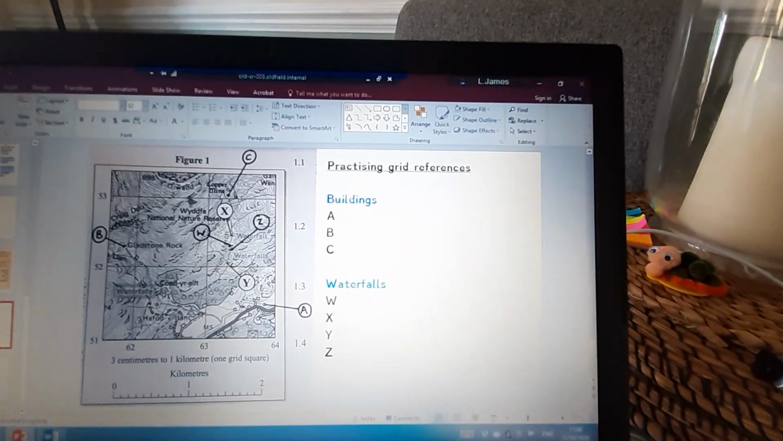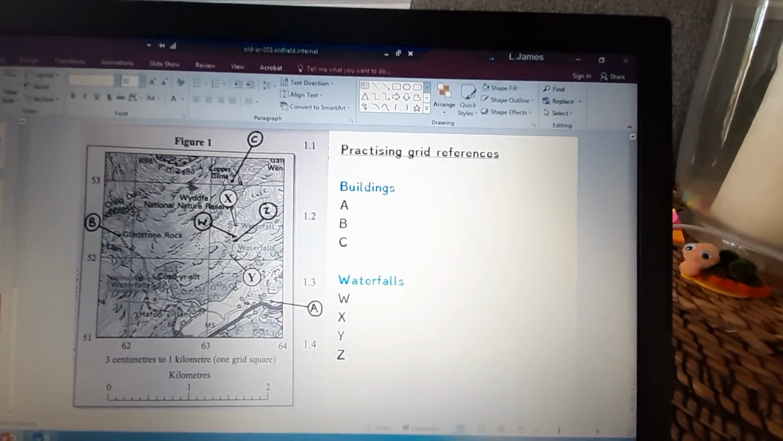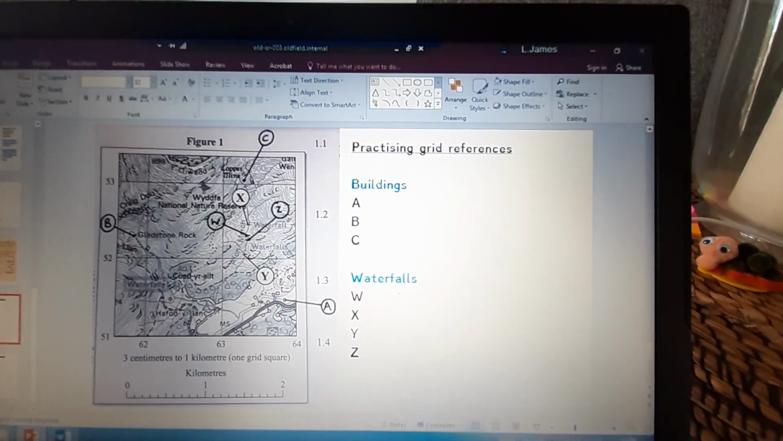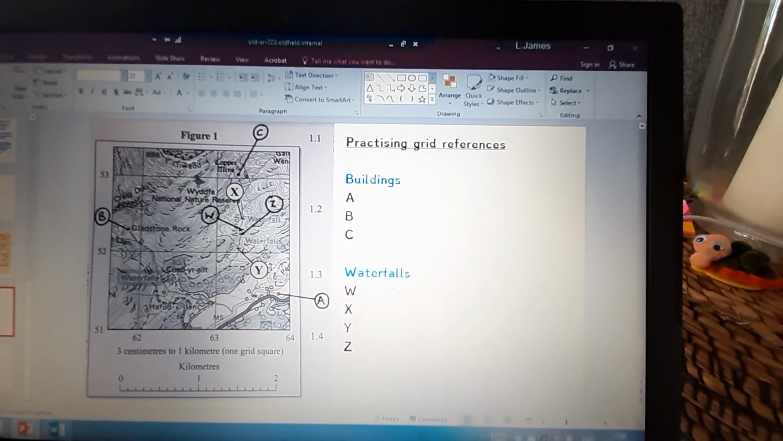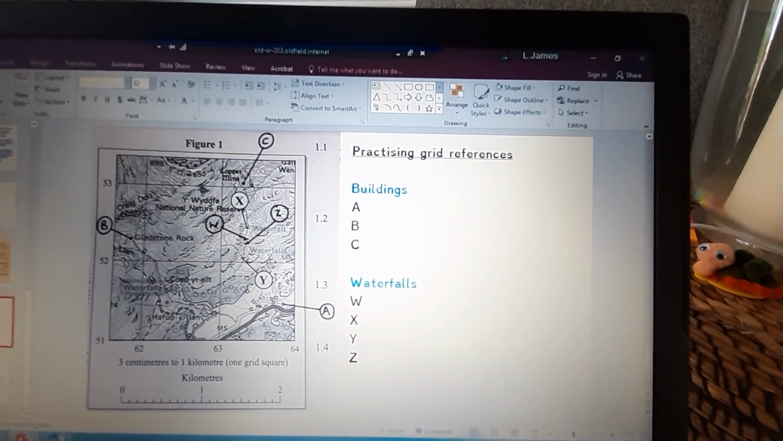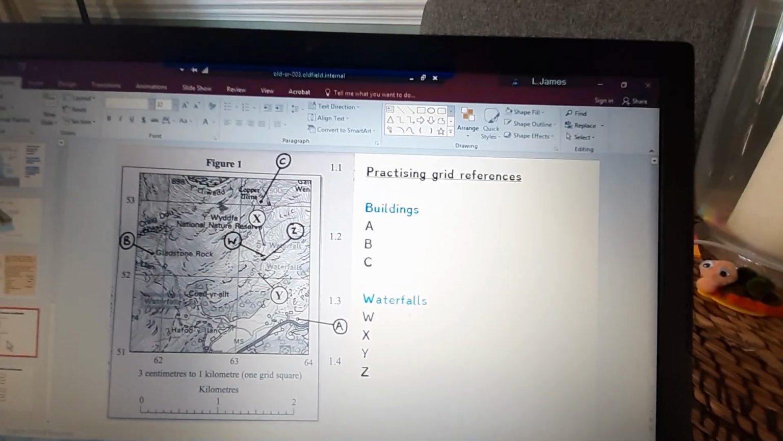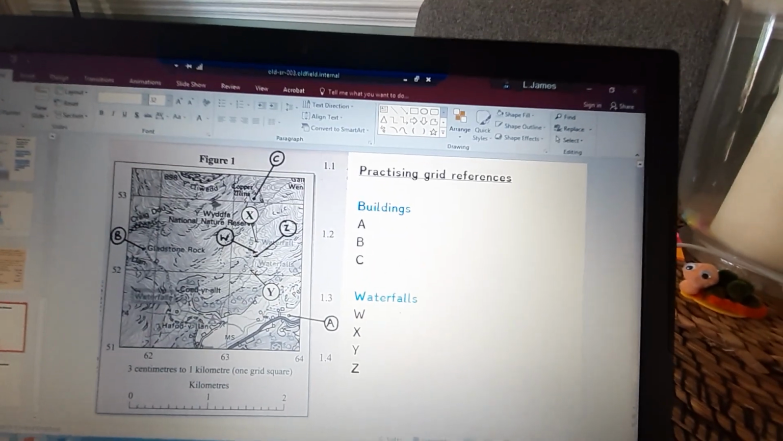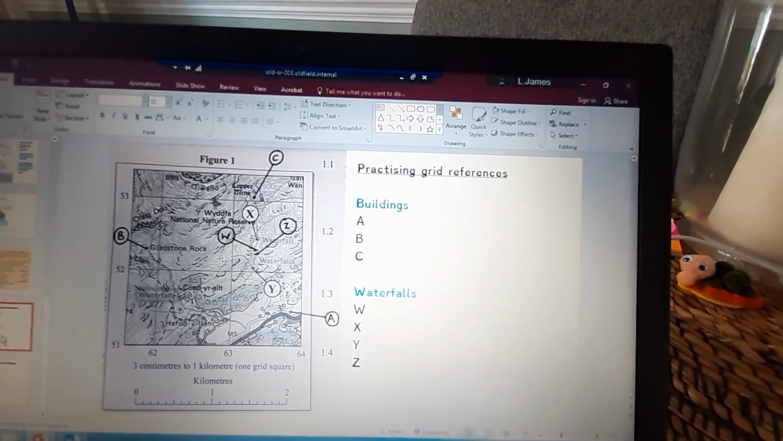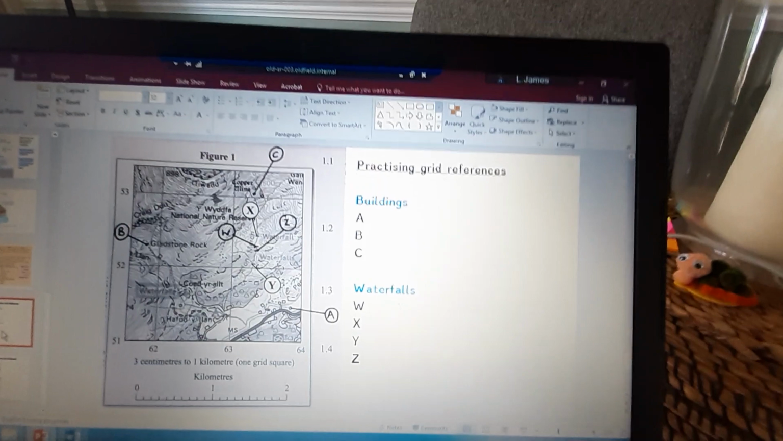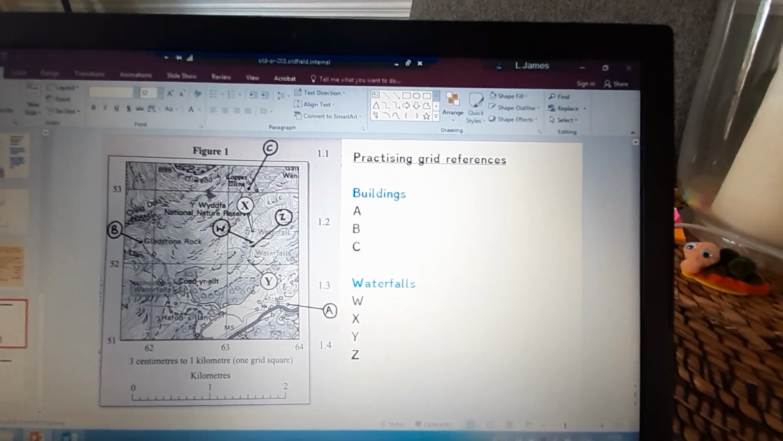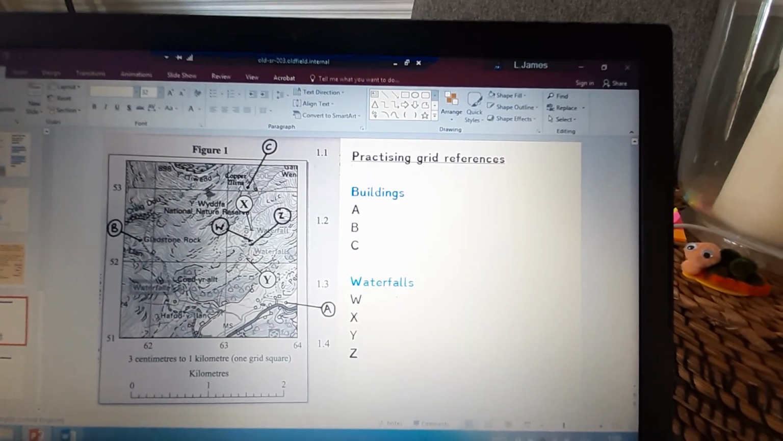When you've done that, depending on how much time you've got, remember this should take you roughly around an hour. So if you need something else to do to fill that time, you could have a go at this. This is a little bit of grid references practice. Can you give the grid references for the buildings labelled A, B and C? Can you give the grid references for the waterfalls labelled W, X, Y and Z? And on the final slide on the PowerPoint, the answers are there as well, so you can check that for yourselves. Okay, any problems, do email me.